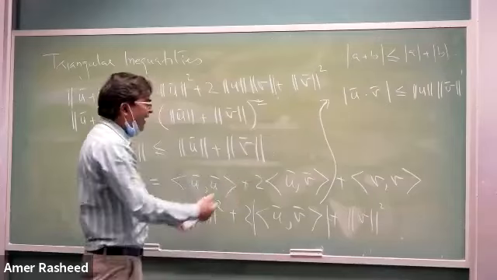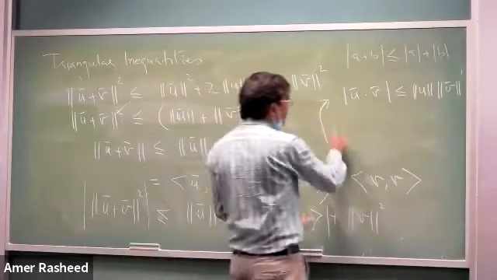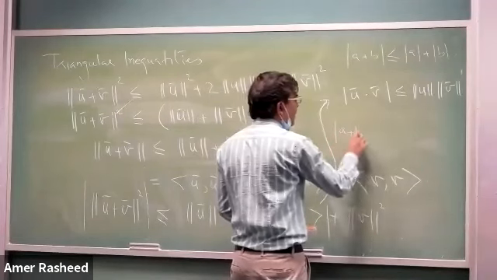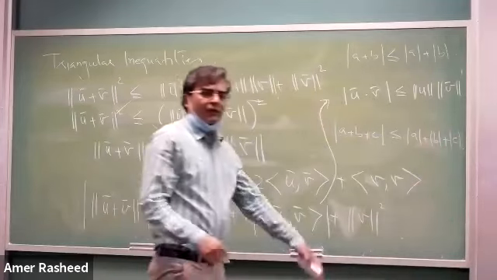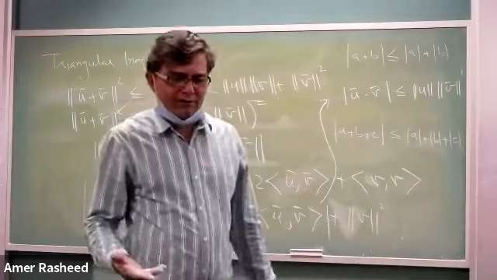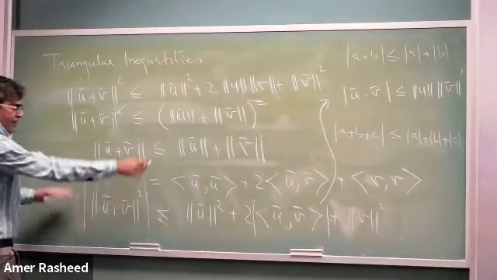Now here we are using the absolute value property: the absolute value of a plus b plus c is always less than or equal to the absolute value of a plus the absolute value of b plus the absolute value of c. This is the property of absolute values. Okay, now we are taking the absolute value on both sides of these things.